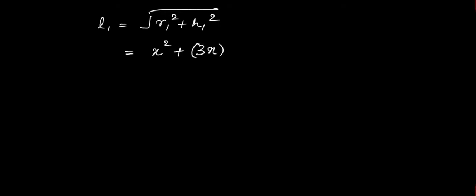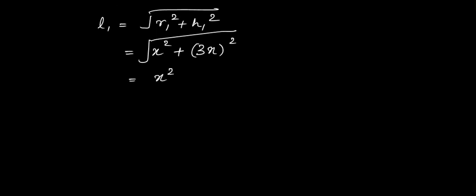To substitute in the formula of the curved surface area, we need the value of R and L. So here we don't have L value, so we need to find that. So to find the L1 value, we'll write it as L1 is equal to square root of R1 square plus H1 square. So R1 square is nothing but x square plus H1 value is 3x, so 3x the whole square.